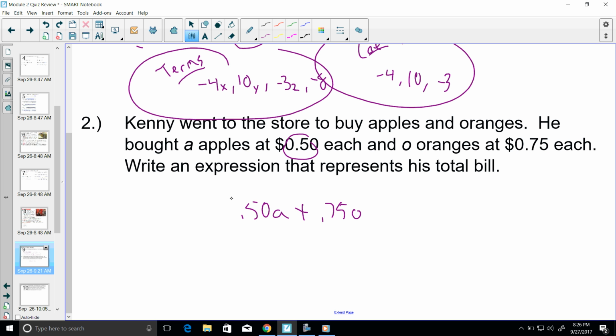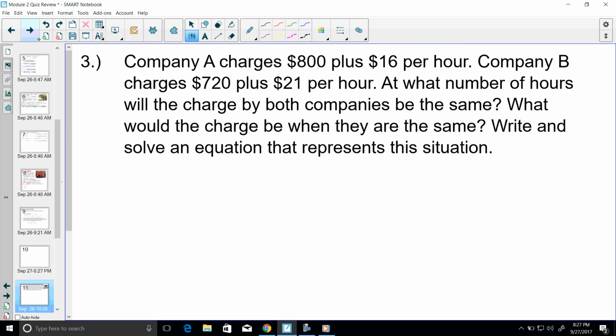Doesn't ask me to do anything else. This is the expression for the total cost. In the end, we could use this to determine how much I would pay depending on how many apples and oranges I bought. All right, next example.